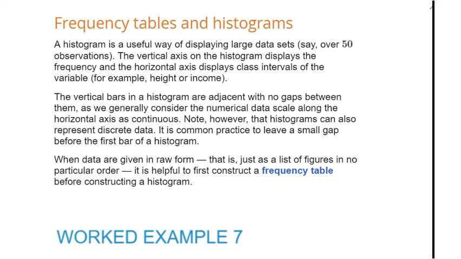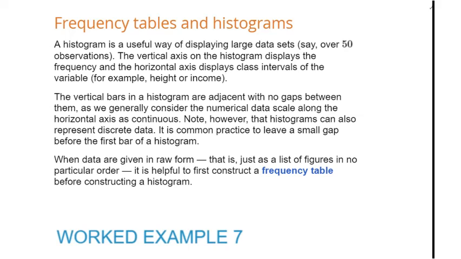And just to make note, the vertical axis, so the y-axis, is what gets represented by the frequency, and the horizontal axis is the class interval. So that's where you break your data up. So if you've got data between 0 and 5, that goes in that interval. If it goes between the 5 and the 10, it goes in the 5 to 10 interval.